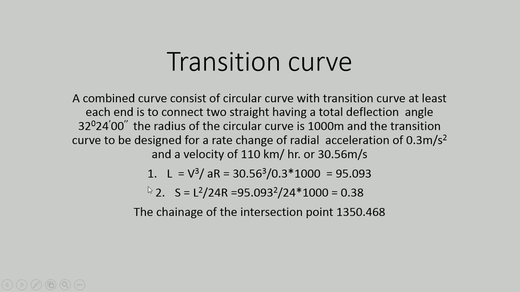The software calculates it by default, but I will show you how to check it. And the change of intersection point is equal to 50.468, which means 1 kilometer 350 meters.